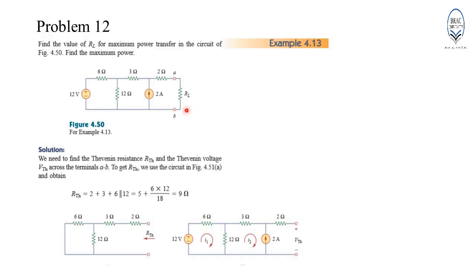Hence, in order to determine RThevenin, at first we need to remove RL from the network and deactivate all the sources. This is how the network will look. So, RThevenin is equal to 9 ohm, which means that RL will also be equal to 9 ohm. Now, in order to determine VThevenin, which is the open circuit voltage, we reconnect the sources as it was in the original network. Then we determine this open circuit voltage.